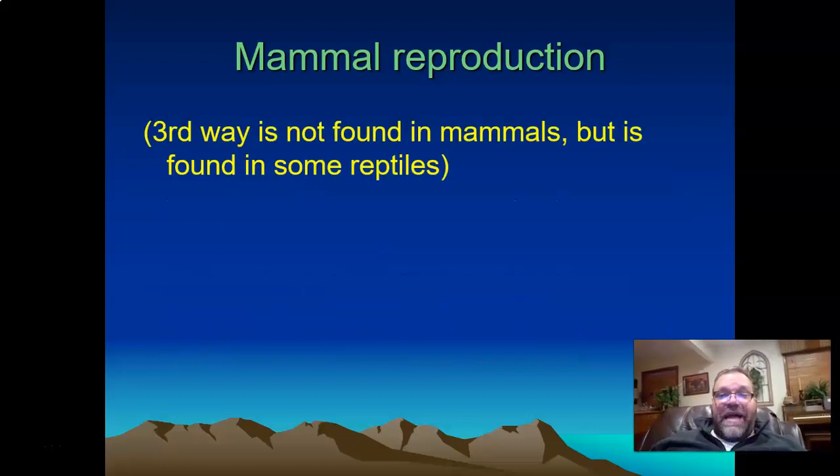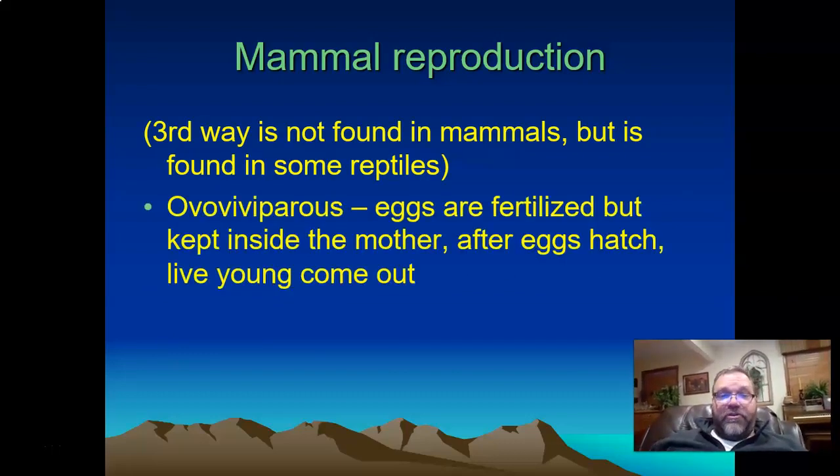And then the third way, which is not found in mammals but is found in some reptiles, is a combination of the two. Ovoviviparous. Ovo meaning egg, vivi meaning life. So here's what happens. The eggs are fertilized and kept inside the mother. After the eggs hatch, the young come out alive. They have eggs, but the egg stays inside the mom. The creature breaks out of the egg inside the mom and then comes out of the mom alive.